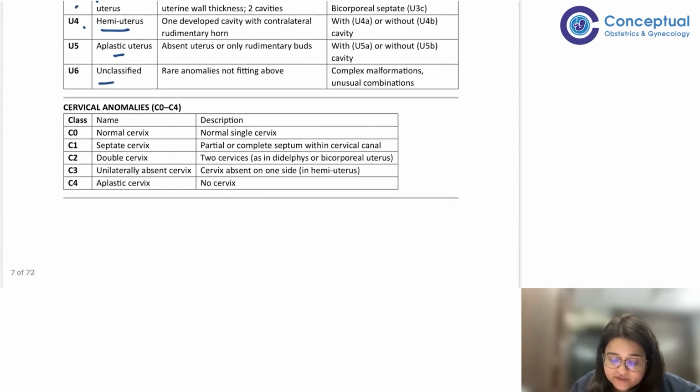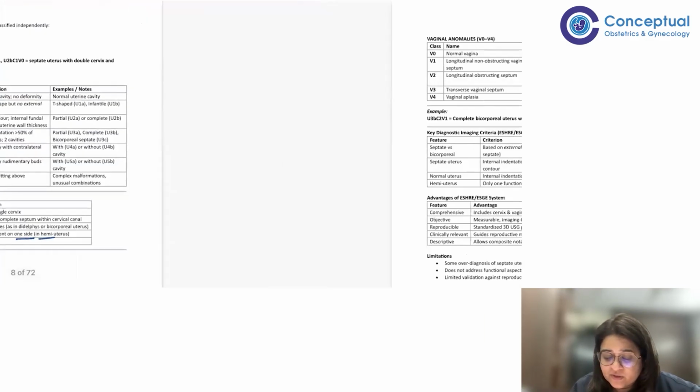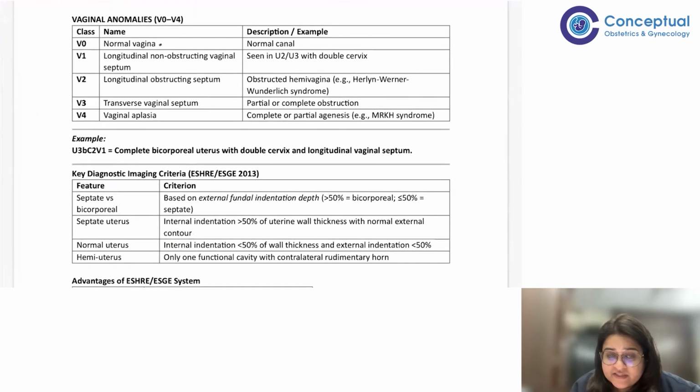Then cervical anomalies, we have C0 to C4. C0 is normal. C1 is a septate cervix. C2 is double cervix. C3 is cervix absent on one side in a hemiuterus. And C4 is no cervix. So these are the cervical anomalies. Then similarly vaginal anomalies. V0 is normal vagina. V1 is longitudinal, non-obstructing vaginal septum. V2 is longitudinal obstructive, like in OHVIRA syndrome, where you have an obstructed hemivagina. Then transverse vaginal septum is V3 and V4 is absent vagina.